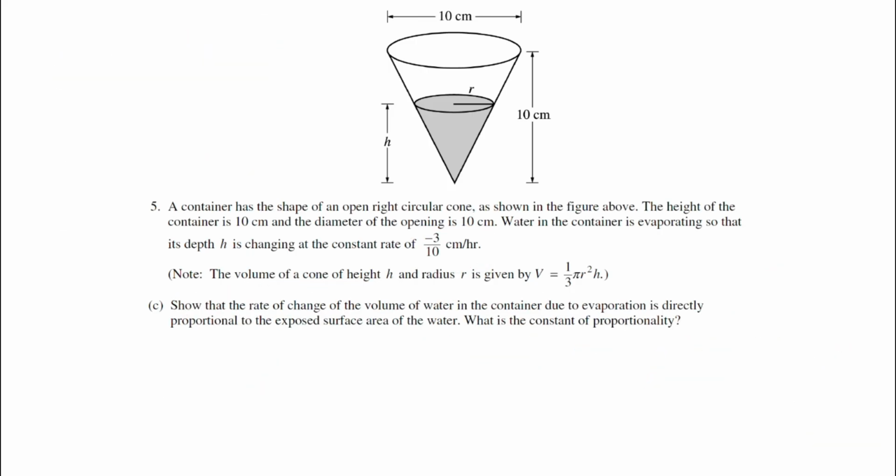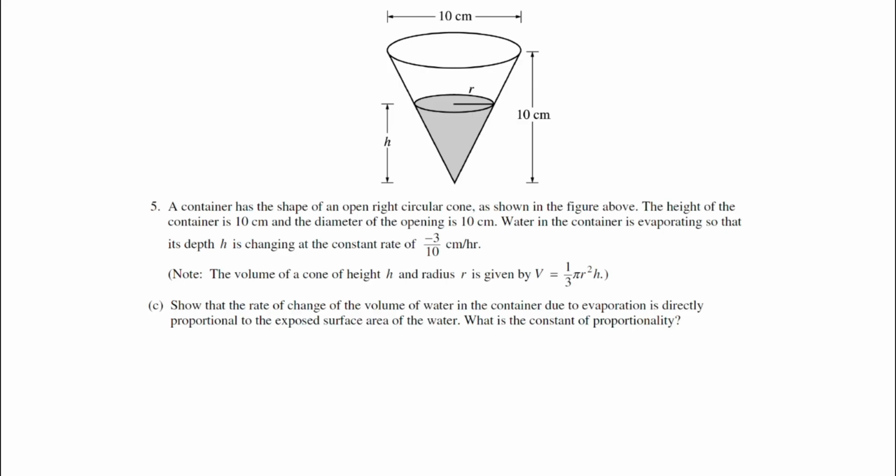And here in part C, it says, to show that the rate of change of the volume of water in the container due to evaporation is directly proportional to the exposed surface area of the water. Right? Well, the exposed surface area of our water there is just going to be pi r squared, right? And so, because that's all we've got exposed is just the top of the cone.